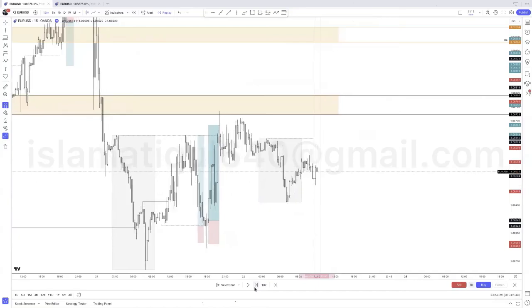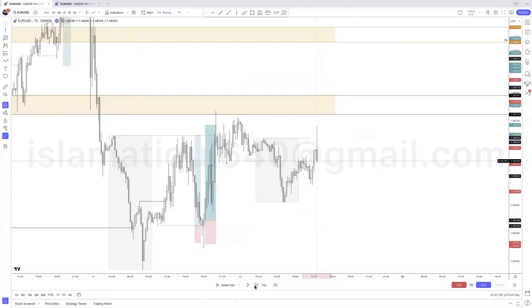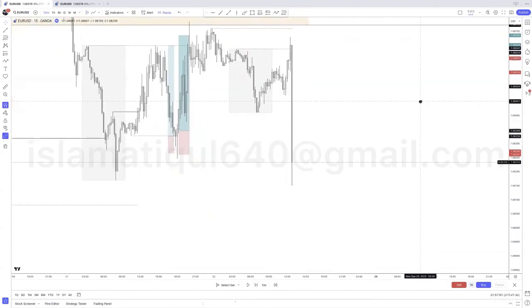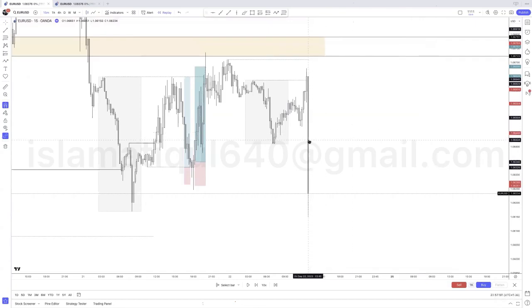Nothing yet. Moving up. London is about to open. Nothing yet. There we have a sweep of the London high. But the thing is, I think this high might also be liquidity and it might give us a tap into this itself. Might take out this one and this one. So I'm not going to pull the trigger here. Let's see. Oh. But good drop.